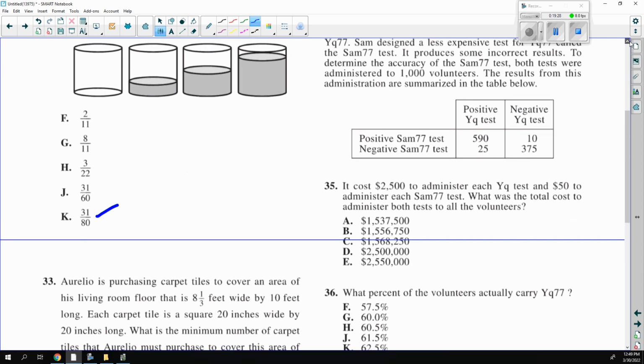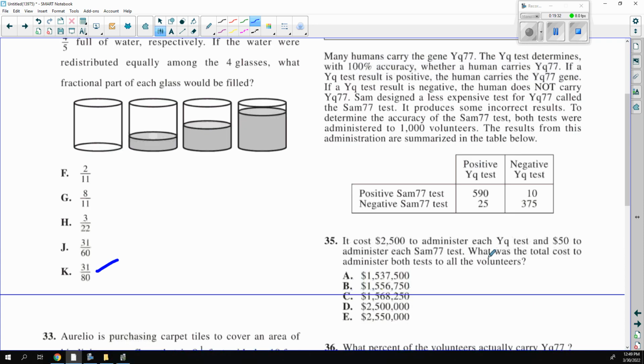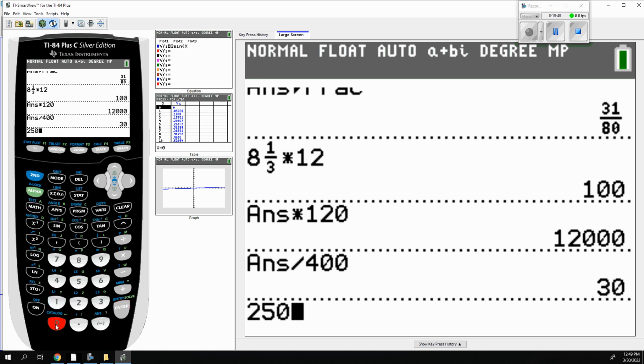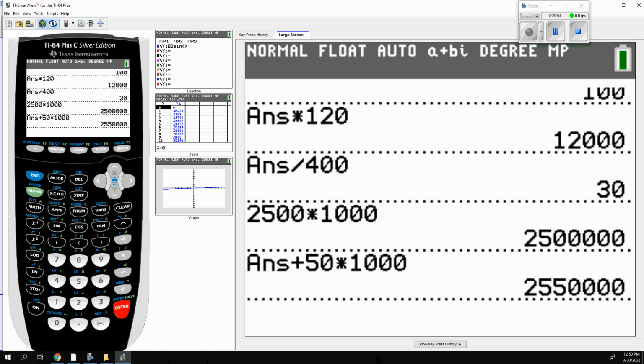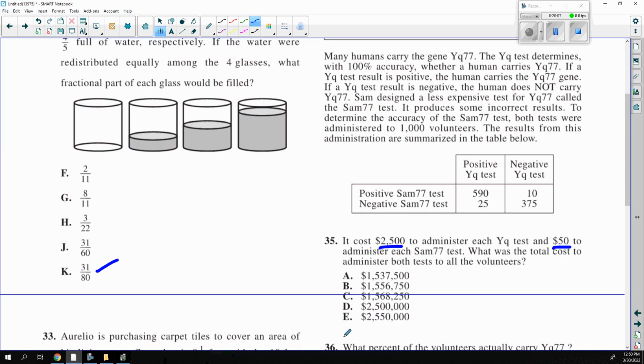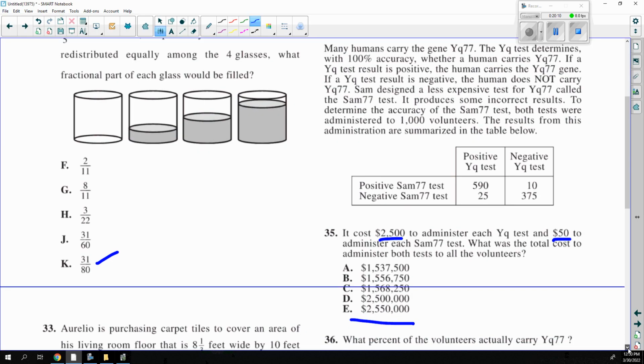This one was tough. We got 1,000 volunteers. The IQ test is totally accurate. It's obviously more expensive. So it's only $50 to do the SAMS that makes mistakes. So it's $2,500 for 1,000 people, plus $50 for 1,000 people to take the test. 255,000. E is how much it costs.